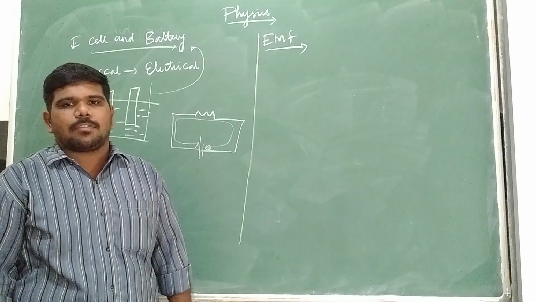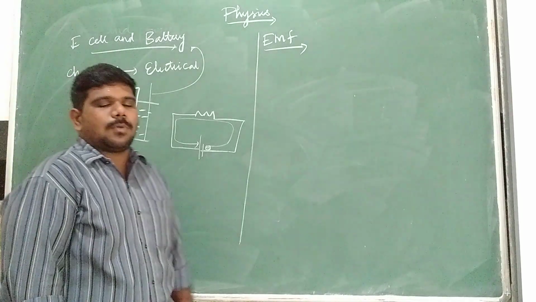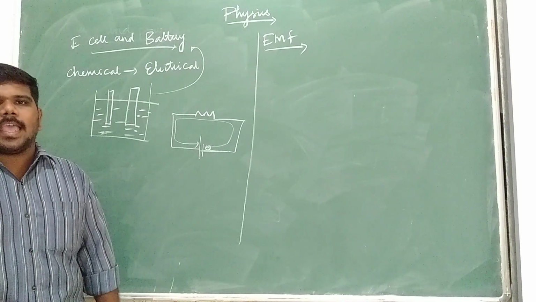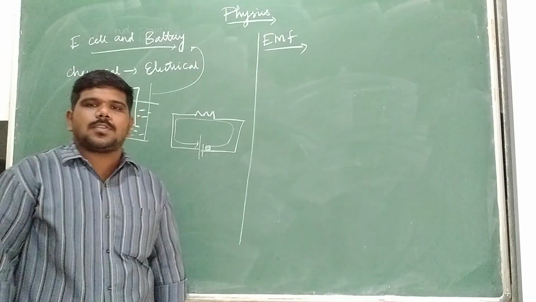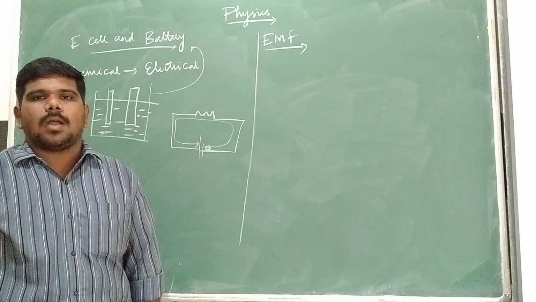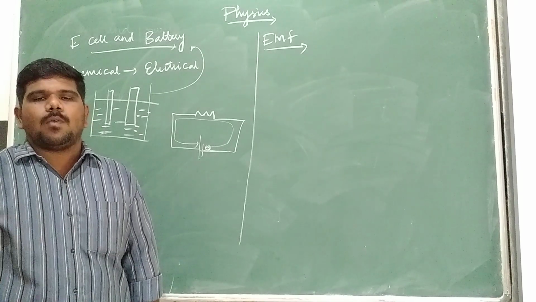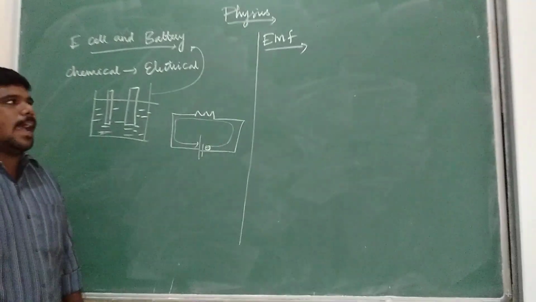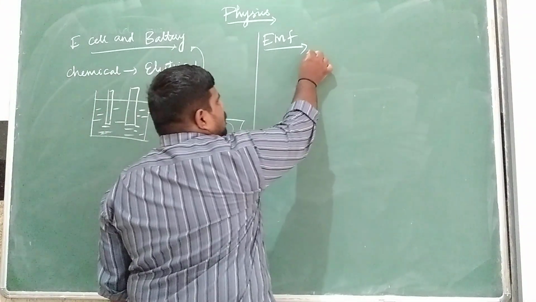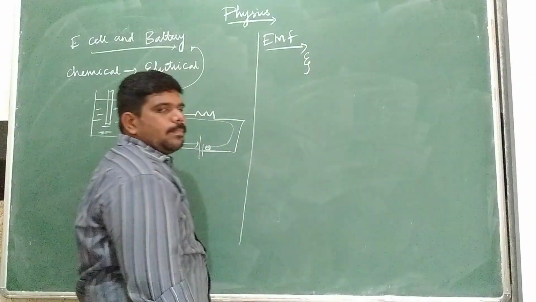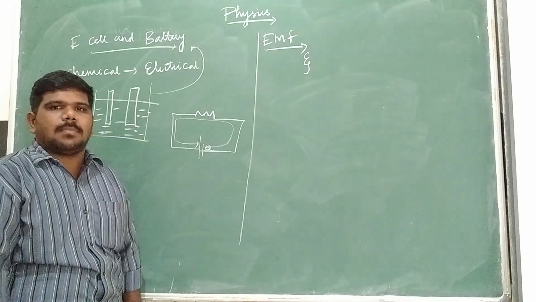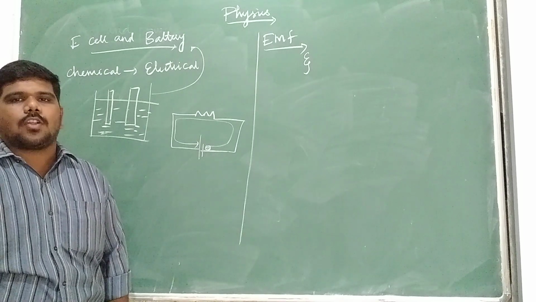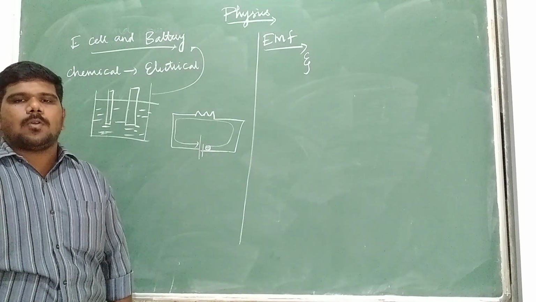Clear? So guys, what is electromotive force? A battery or a cell is the source of an EMF. It's a misnomer; actually, it's not a force. It's the potential difference, described in volts. The electromotive force, or EMF, is the voltage provided by the battery when no current flows in the circuit.